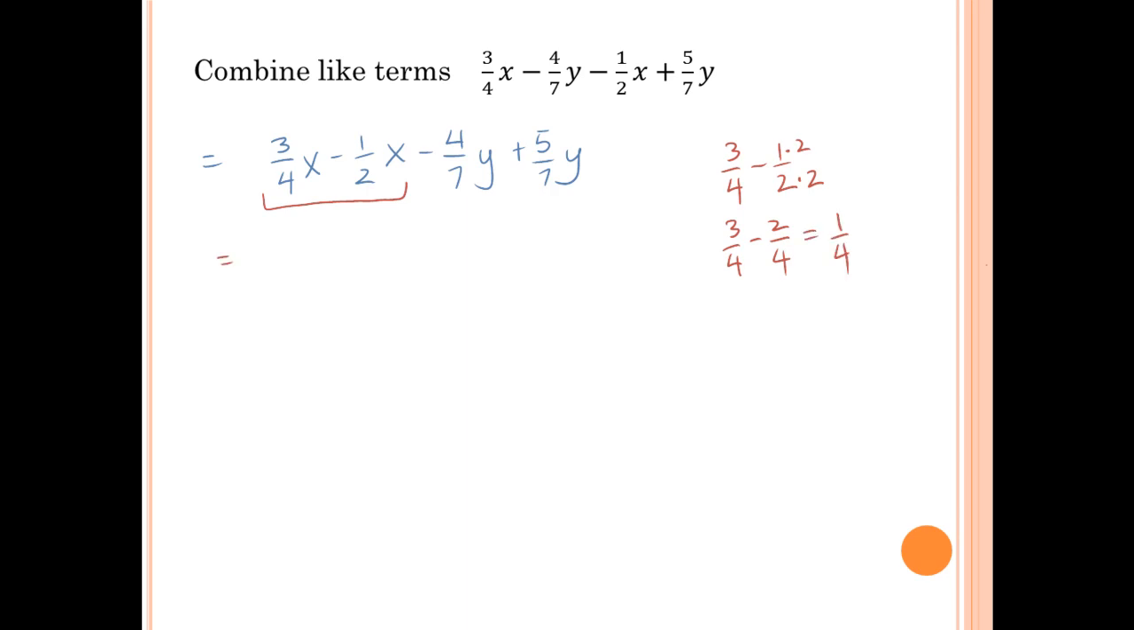So 3/4 x minus 1/2 x is equal to 1/4 x. Now to combine the y terms, I need to add -4/7 and 5/7. These have the same denominator, so I can just add these fractions to get 1/7. So -4/7 y plus 5/7 y is equal to a positive 1/7 y. So our final answer is 1/4 x plus 1/7 y.